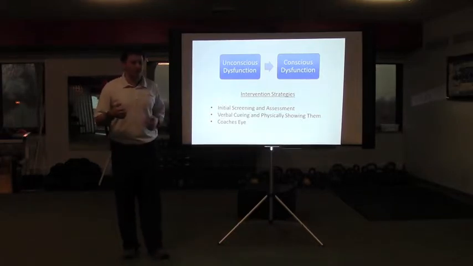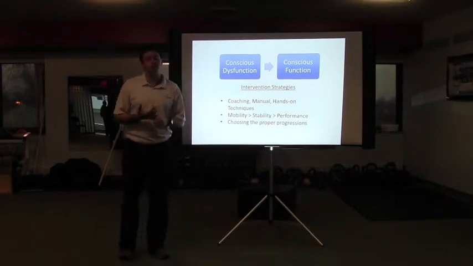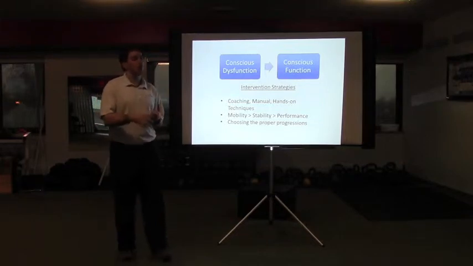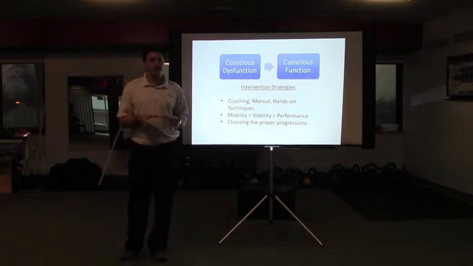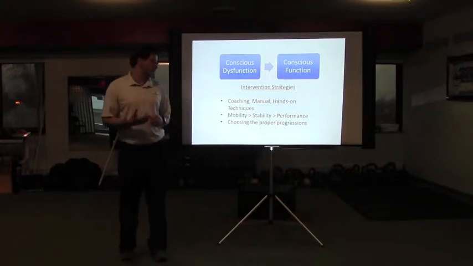The next stage is a little more difficult. This is our conscious dysfunction to conscious function stage. So we need to take somebody, now we have shown them that they are making a mistake or doing something that we don't want to see in the training session. And we need to take them to the level that they can actually fix it.